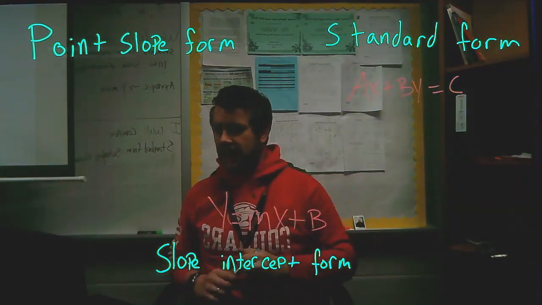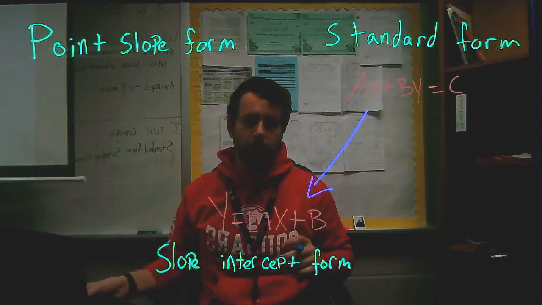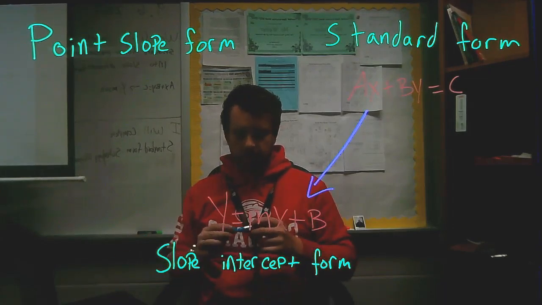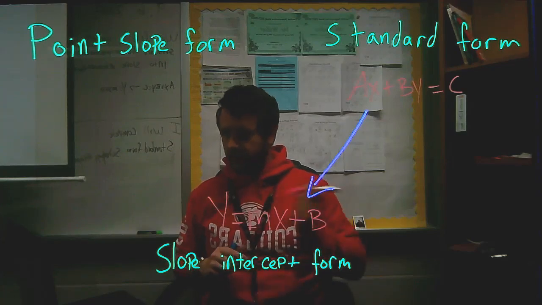So yesterday we did standard form, and we learned how to go from standard form to slope intercept form. And today I'm going to give you a point slope form equation. We're going to do kind of the same thing. So here we go.